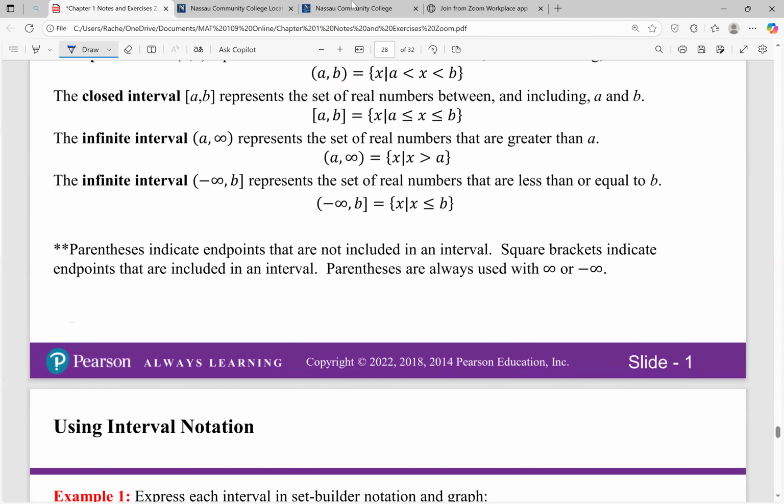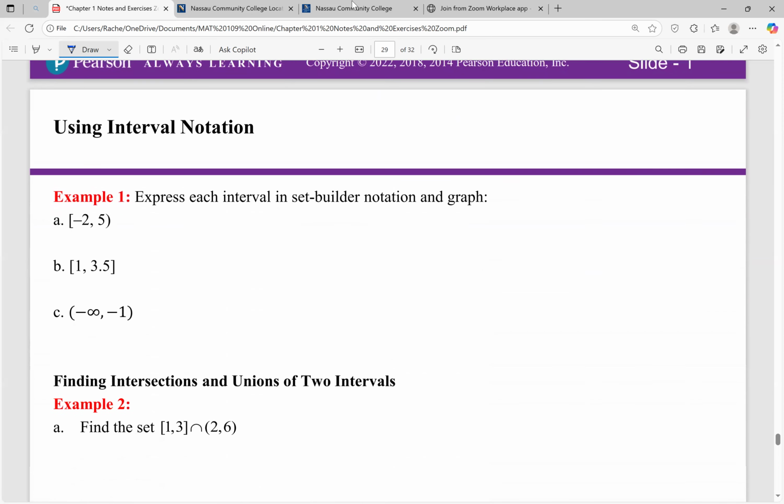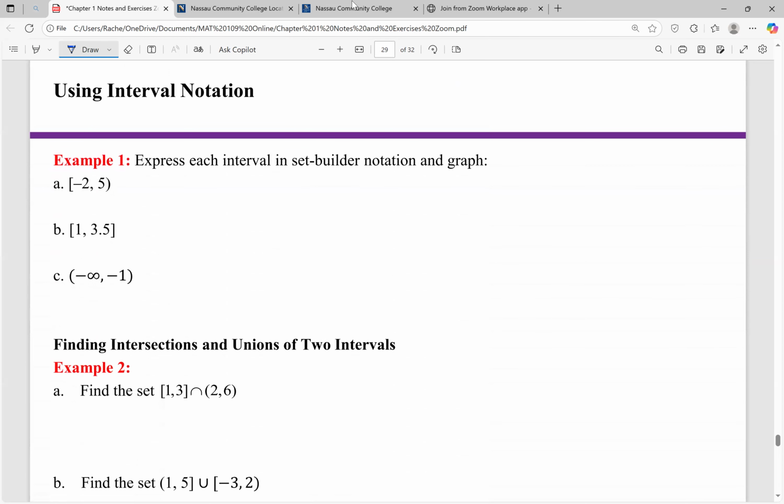So down here, I just put a little note. Parentheses indicate endpoints that are not included in the interval, and the square brackets indicate endpoints that are included in the interval. And anytime we're going to state positive or negative infinity, we always use the parentheses, never the square brackets. So let's just practice. Before we solve any inequalities, let's just practice using interval notation. So for example 1, let's just express each one of these intervals in set builder notation, and then we'll just graph it on a number line.